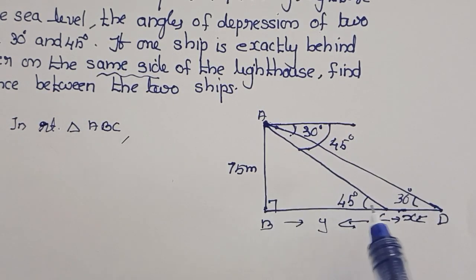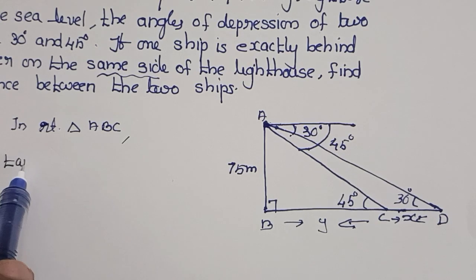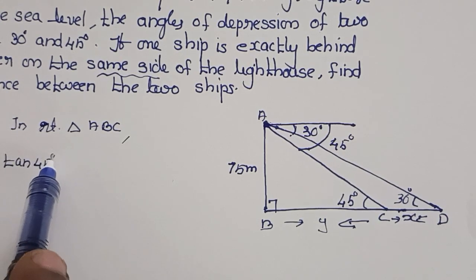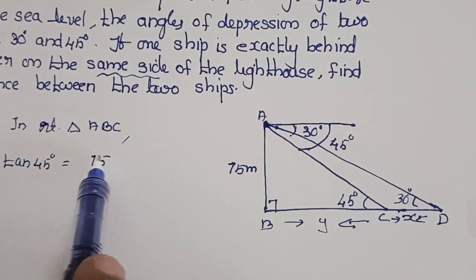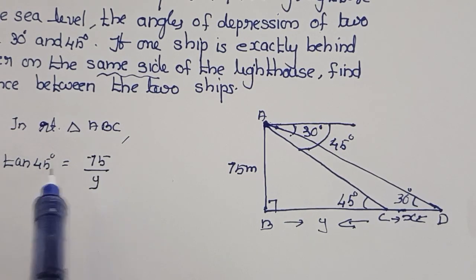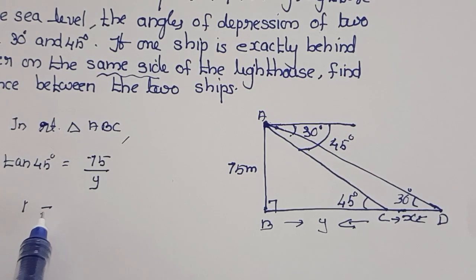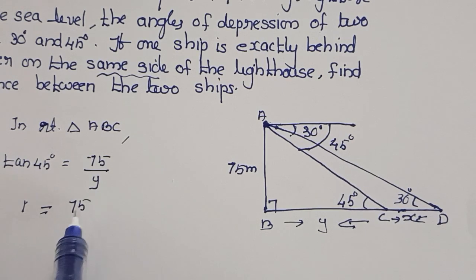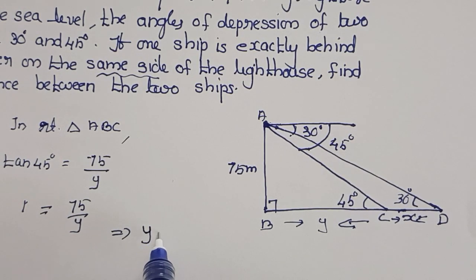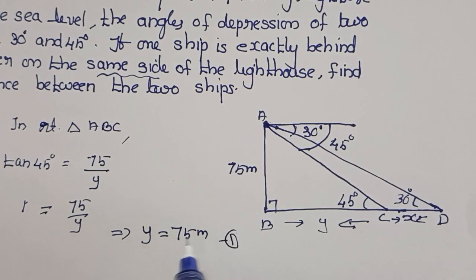Now in triangle ABC we have to connect opposite and adjacent sides, so take tan 45 degree. Tan 45 degree equals opposite side 75 by adjacent side Y. But tan 45 equals 1. So 1 equals 75 by Y. From that we get Y equals 75 meters. Number this as equation 1.